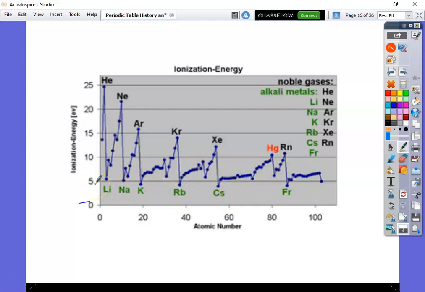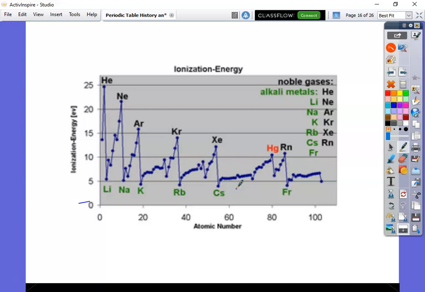On the other hand, if we look at the very bottom of these curves, right across the bottom, the atoms that require the least amount of energy to remove an electron are the atoms in the alkali metals. And so they are at the extreme opposite end of the periodic table from the noble gases, and they have the extreme opposite ionization energy. It takes the lowest amount of energy to remove an electron from those atoms.